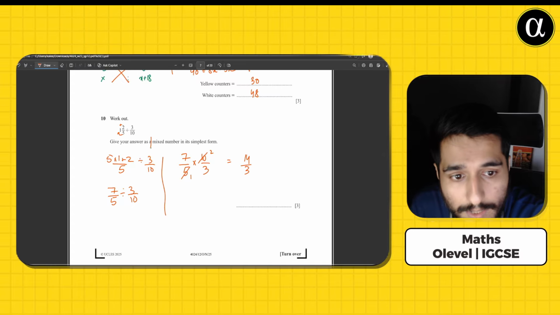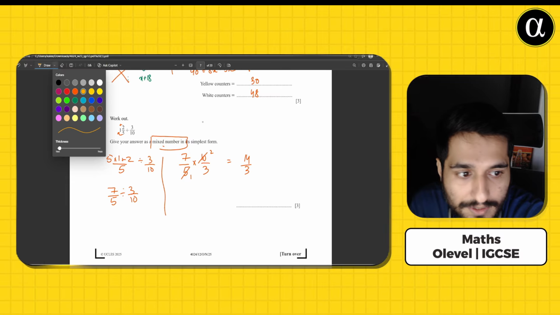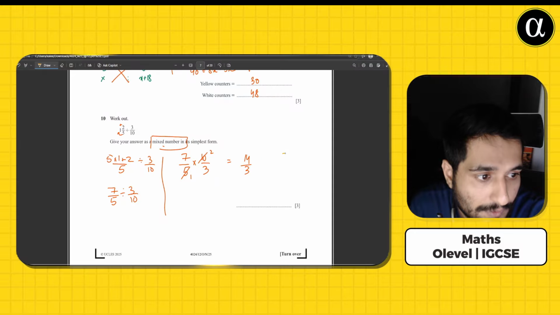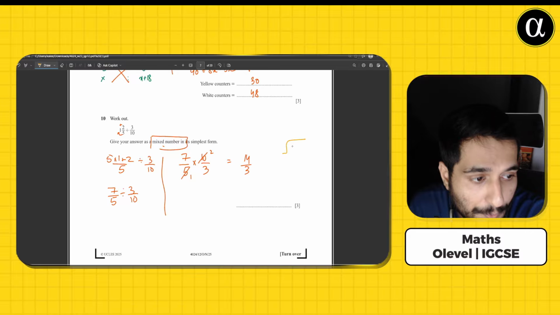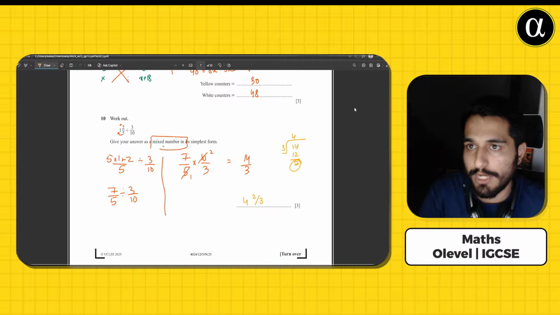We are not done yet. Why? Because the examiner is demanding mixed fractions, and mixed fractions are supposed to be written in a nicer format. So what we're going to do is we are going to do 14 and 3. So 3 comes as 12 when it's multiplied with 4, and we're left with 2. So the answer is going to be 4 whole number 2 over 3. This 2 is my remainder and 3 is going to be the denominator.